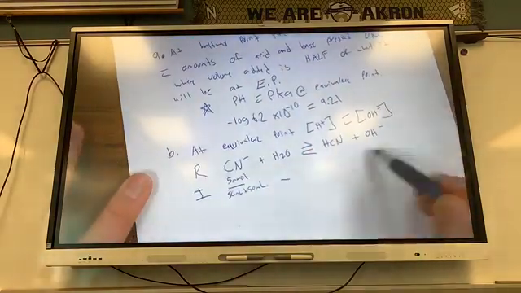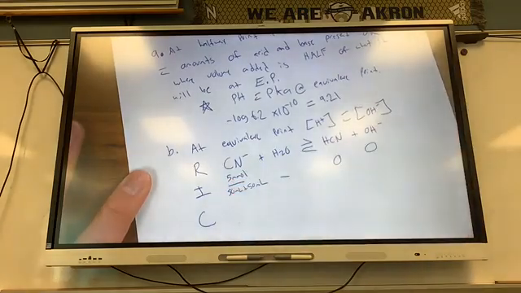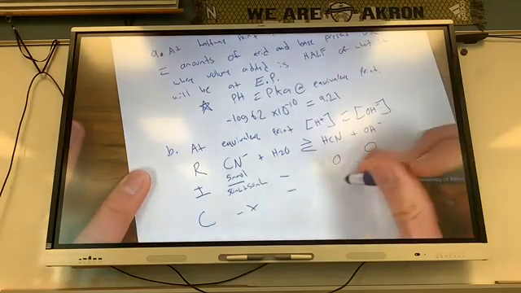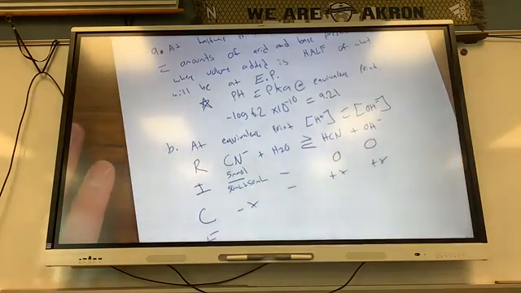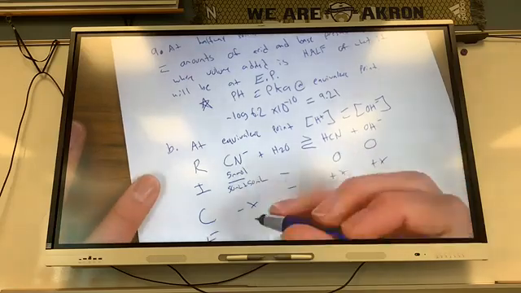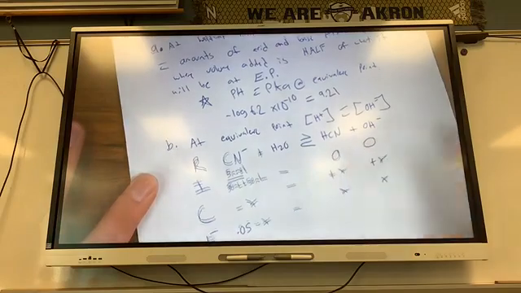Do I have any of this to start out with over on the other side? 0, 0. Change: minus x, not part of it, plus x, plus x. E. So 5 divided by 100 is 0.05 minus x, not part of it, x and x.